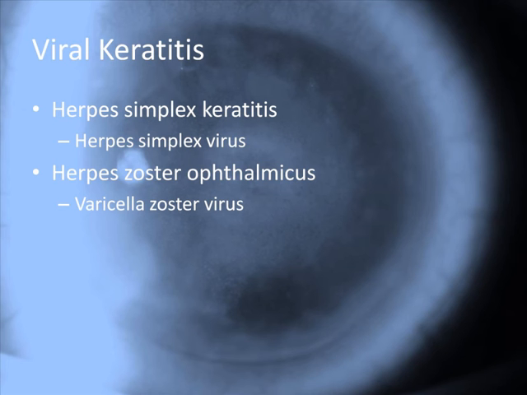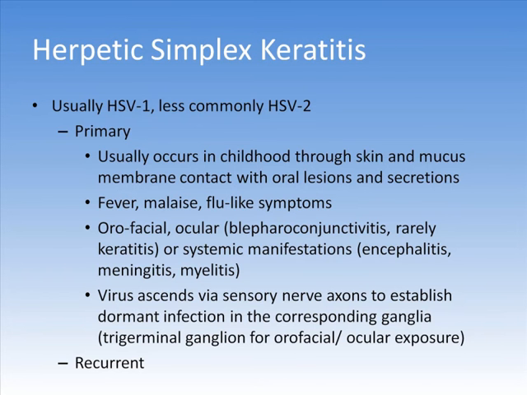Viral keratitis may include Herpes Simplex Keratitis or Herpes Zoster Ophthalmicus, which is caused by the Herpes Simplex virus and Varicella Zoster virus, respectively. Herpes Simplex Keratitis is usually caused by HSV-1 virus and less commonly HSV-2. Primary infection usually occurs in childhood through skin and mucous membrane contact with oral lesions and secretions. Clinical features may include fever, malaise, flu-like symptoms, orofacial, ocular, or systemic manifestations.